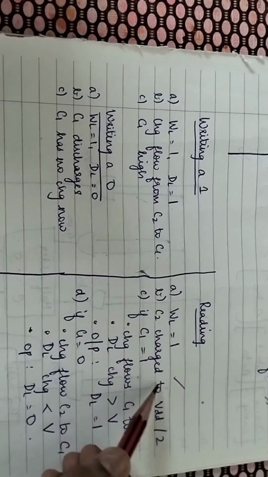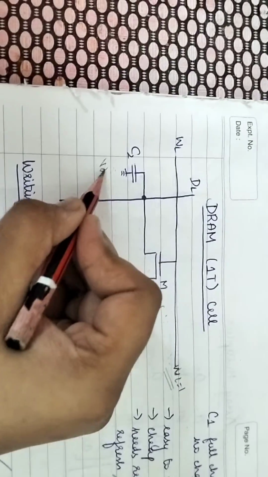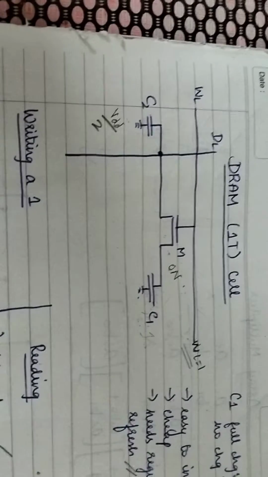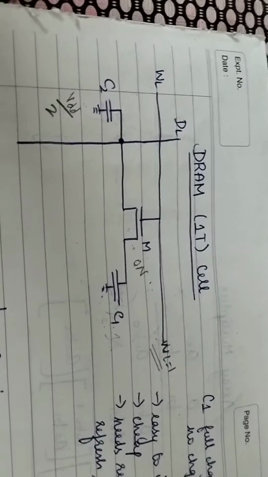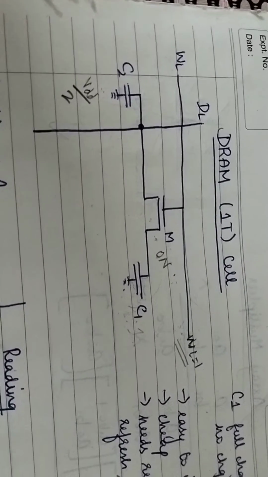Now C2 should be charged up to VDD by 2. C2 is our column capacitance here. We charge it up to VDD by 2, where VDD is the maximum charge that this C2 is capable of holding. So what are we doing? We are charging this to half its maximum capacity. And why half? We will see now.